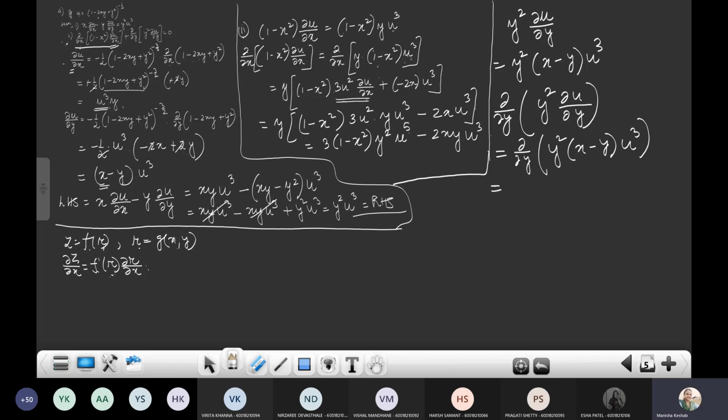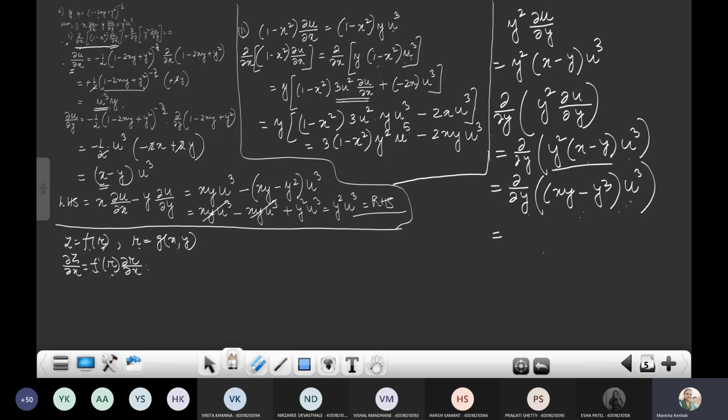Because we are differentiating with respect to y and y is involved here, let us do this multiplication. Here we will get xy minus y cube into u cube, so that we convert it into only a product of two functions. Otherwise, here it is a product of three functions, which we want to avoid, so that now we can apply the UV rule. Similarly, here also u is a function of y, therefore u can be differentiated partially with respect to y.